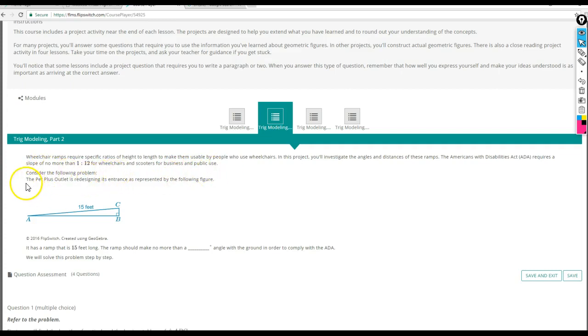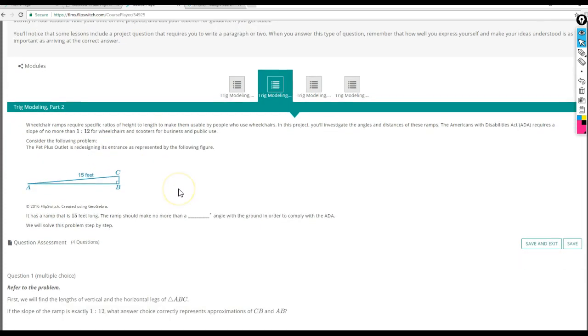Consider the following problem. The Pet Plus outlet is redesigning its entrance as represented by the following figure. It has a ramp that is 15 feet long. The ramp should make no more than a blank angle with the ground in order to comply with the ADA. We will solve this problem step by step.